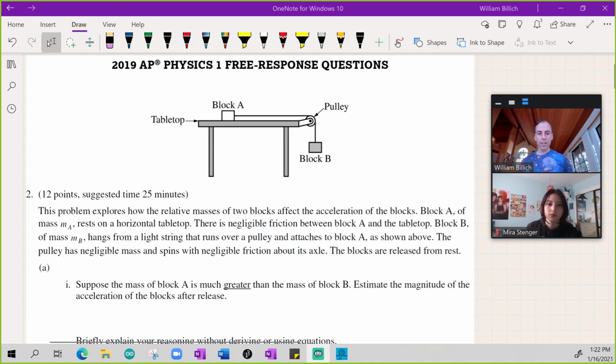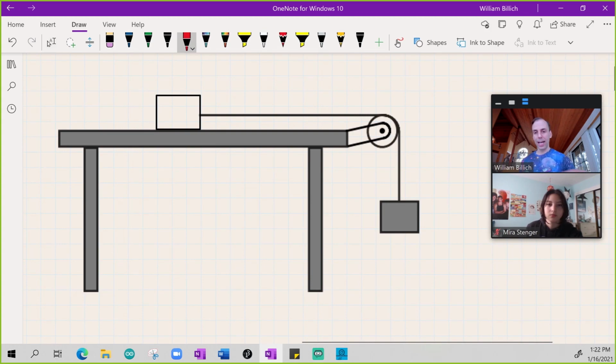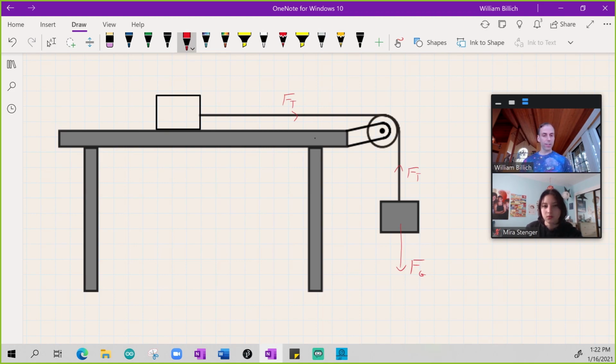Now, gravity is going to want to pull this block down. Force of gravity is going to want to pull this block down. But there's a tension in the rope, F of t, that is going to pull this mass to the right. Correct? This makes perfect sense to everybody, right?